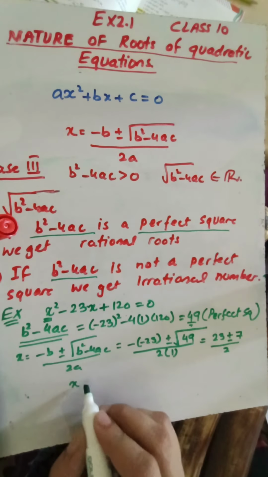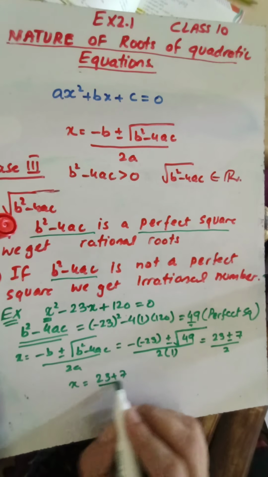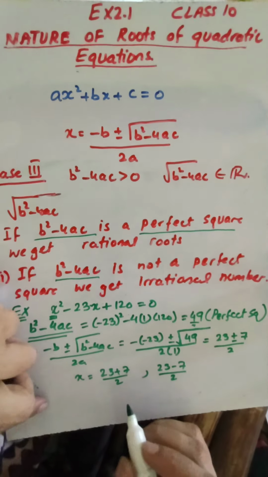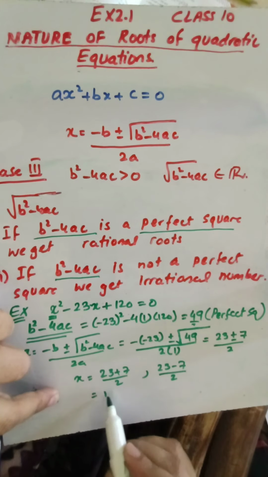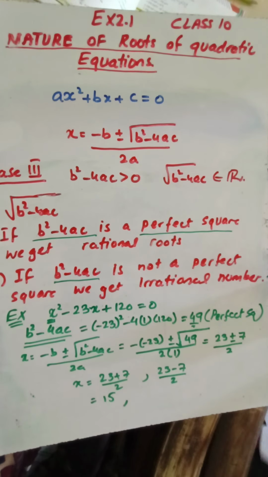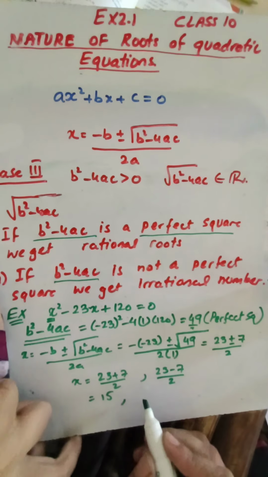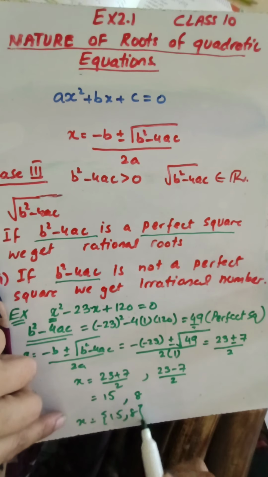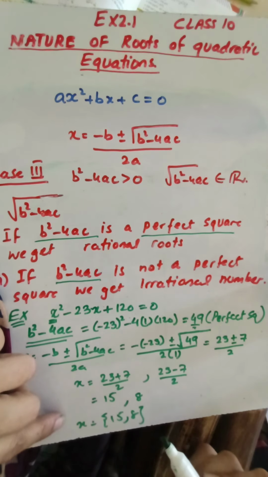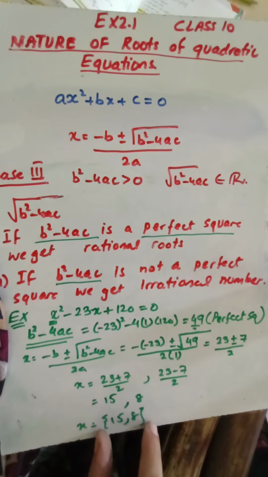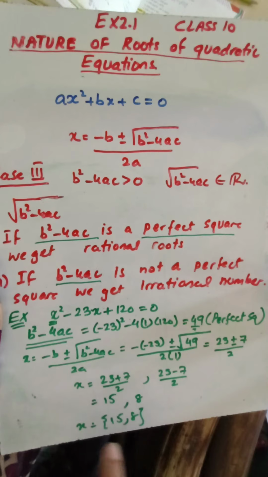So it means that the roots are going to be 23 plus 7 over 2 and 23 minus 7 over 2. 23 plus 7 will be 30 over 2, which will be 15, while 23 minus 7 over 2 is going to be 16 by 2, which is 8. So we are getting two numbers, 15 and 8. Both are rational numbers. Both can be written in the form of a fraction. Rational numbers are those numbers which can be written in the form of a fraction, that we have learned in class 9. So I am not going to get into its details.